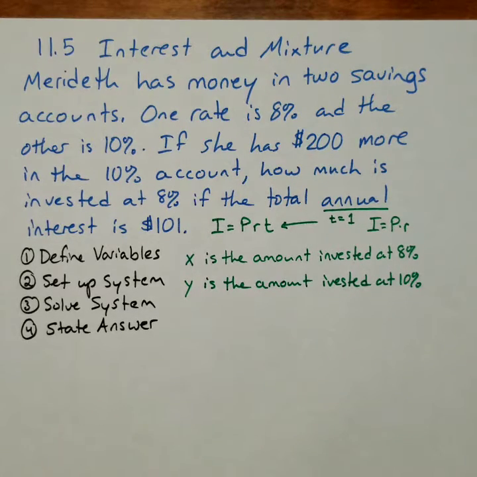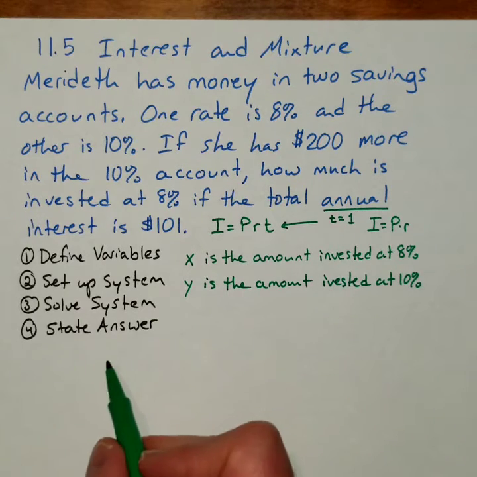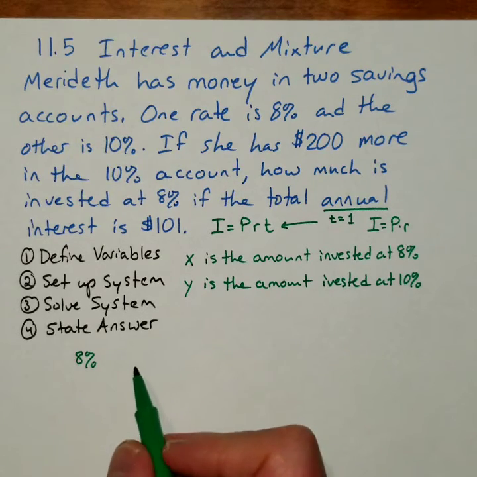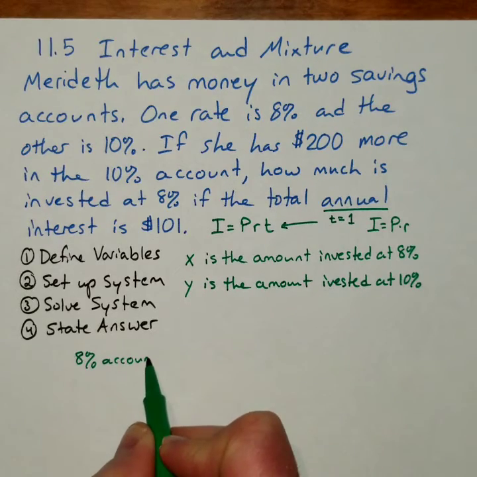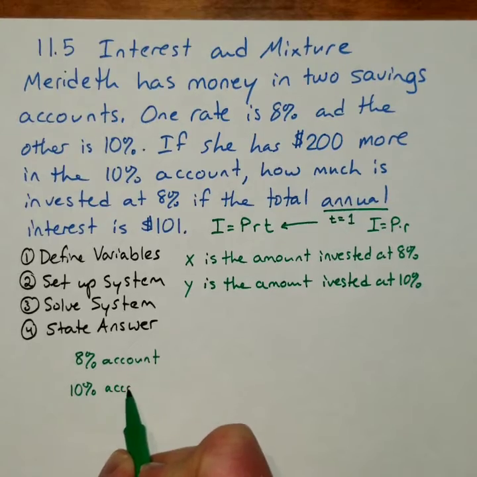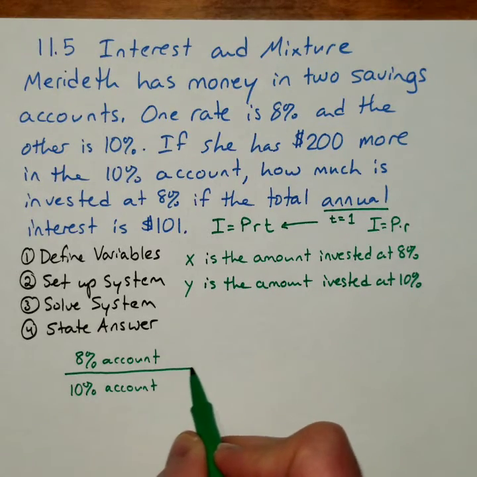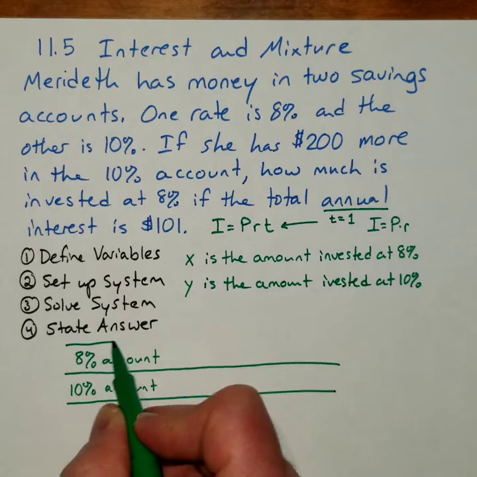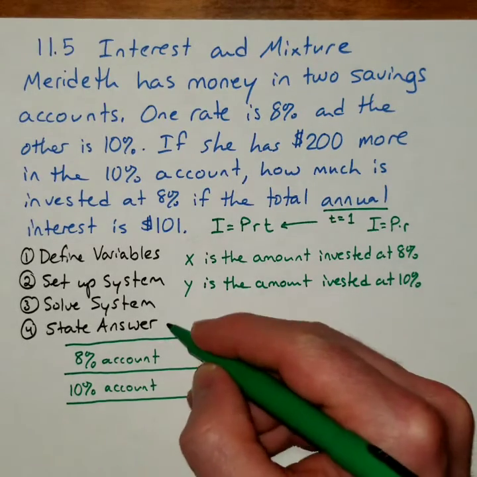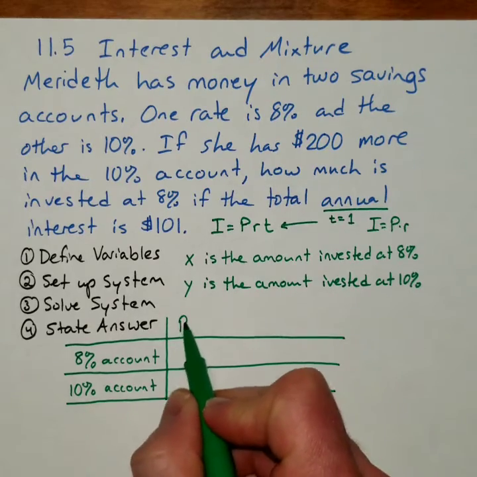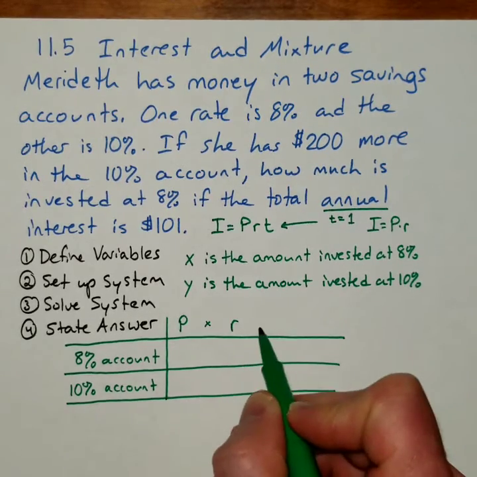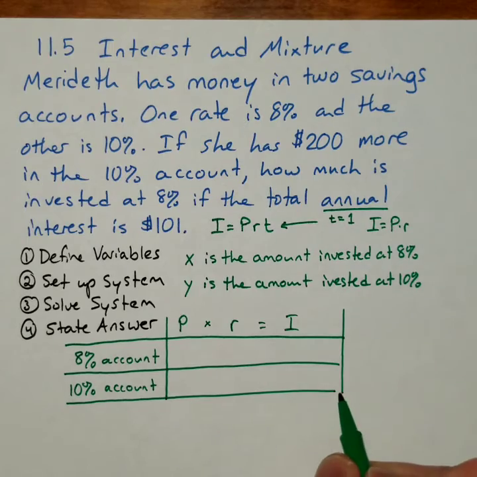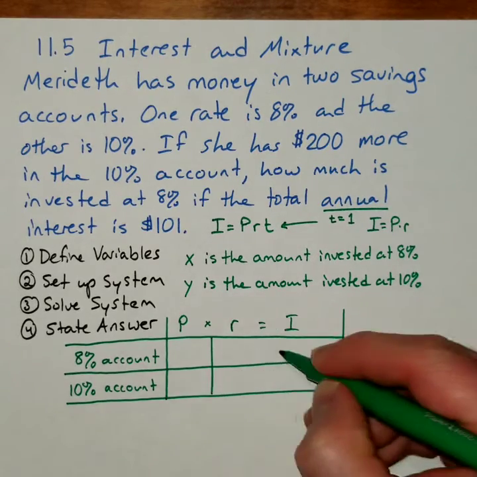Now we're going to set up another table like we did in the problems in the previous section, and this just organizes our thoughts. Each row of the table is going to be a different account. So we'll do the 8% account and the 10% account. That's a little bit lopsided, that's alright. Okay, and then each column of the table is going to be a principal, a rate, and an interest. Okay, so that gives us our three quantities: principal, rate, and interest.